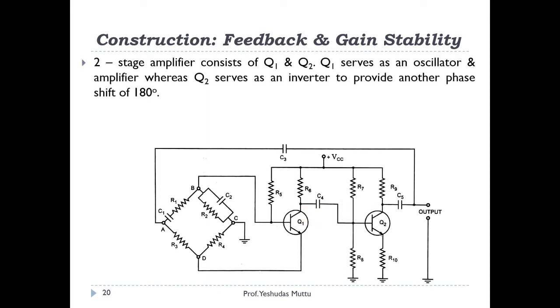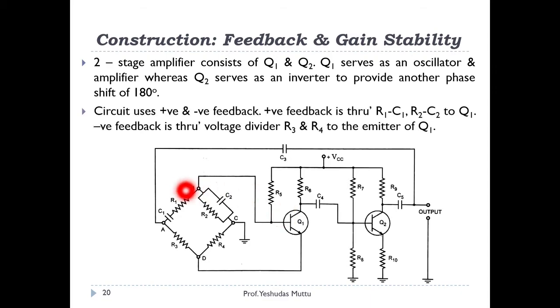Now, in this particular circuit, there are two feedbacks used. Usually in oscillators we just use positive feedback, but over here there are two feedbacks, that is positive feedback as well as negative feedback. The positive feedback is provided by this R1C1 and R2C2 given to the base of Q1, and the negative feedback is provided by R3 R4 given to the emitter of Q1, which is acting like a voltage divider.